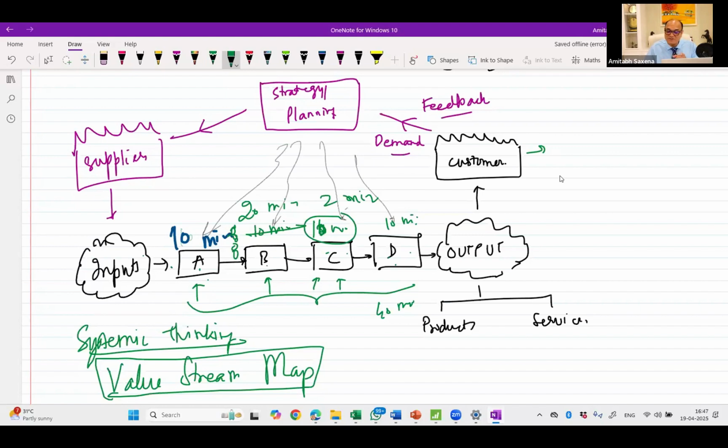The patient will start waiting more. You will have a long queue here. I hope you are able to understand. It is a waste of our money to invest in making C from 10 minutes to 2 minutes, rather you should focus on B and automate that process, make 20 minutes to 10 minutes.